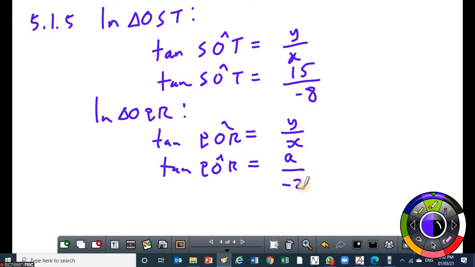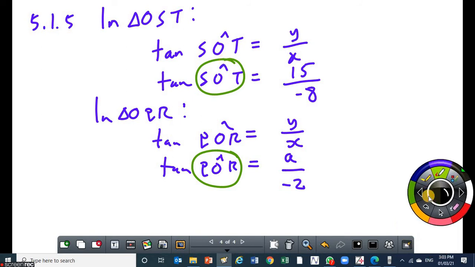Remember, these two angles are equal. This angle here, POR, is also equal to SOT. Don't forget that. It's just that the angle is being shared by two triangles. But those two angles are what? Are equal, or rather it's the same angle. You're following that? Now, do you see that if the left-hand side is equal, I can equate the what? Then the right-hand side. So I'll say, therefore, 15 over minus 8 is equal to A over minus 2.